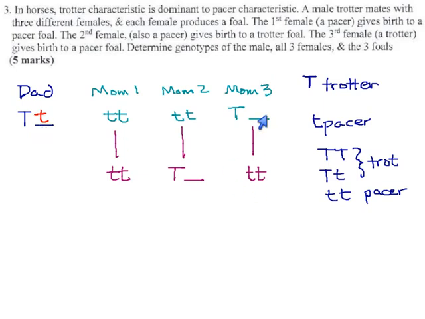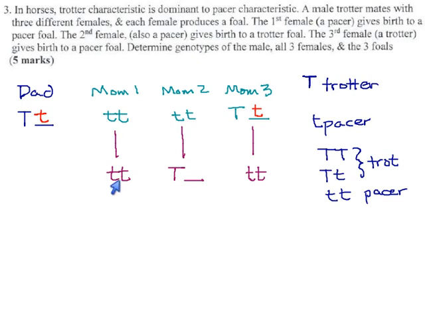That happens here also. This foal is a pacer, which means it has 2 little t's, one from each of its parents. So one of these must have come from dad. And yep, hi dad. We knew he had that. We just found that out, so we're not surprised to see it again. The other t must have come from mom, so she, like the dad, is carrying the pacer trait even though she's not showing it. And she passed it on in this case.